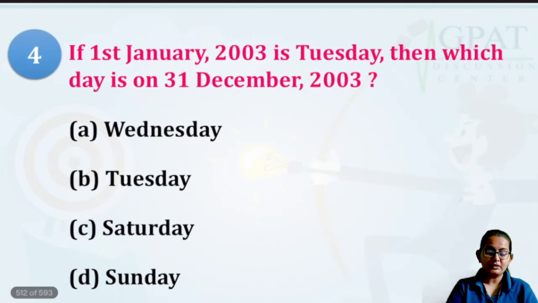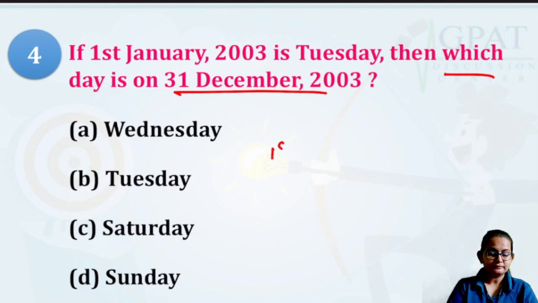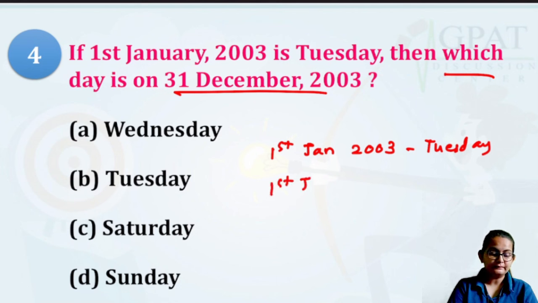Then we have question number 4, a calendar question. If 1st January 2003 is Tuesday, then which day is 31st December 2003? What do you have to do? 1st January 2003 is Tuesday, which is the given thing in the question. Then don't take 31st December at first. You take 1st January 2004. What will it be?